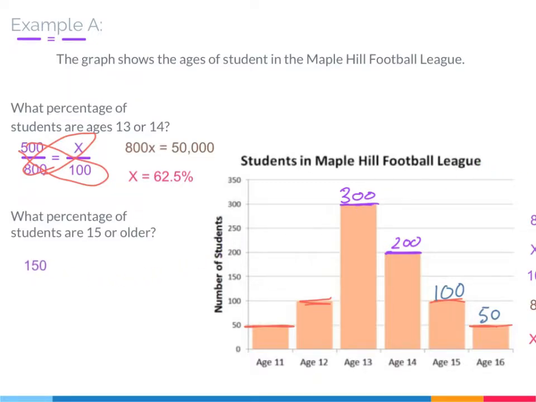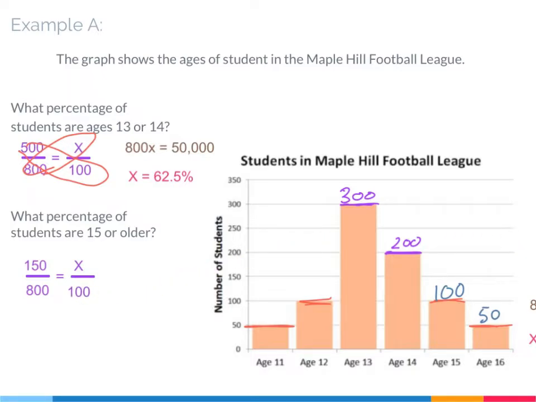And again, since I'm trying to find a percentage, I know that I have to use a proportion. So let's make this a proportion. Now I need to know the total number of students. Luckily, I found it last time. I knew it's 800, so I can just use that number again. Then I don't know what percentage of students are 15 or older, so that's going to be my x. And since we're talking about finding a percent, I know that that's going to be out of 100%.